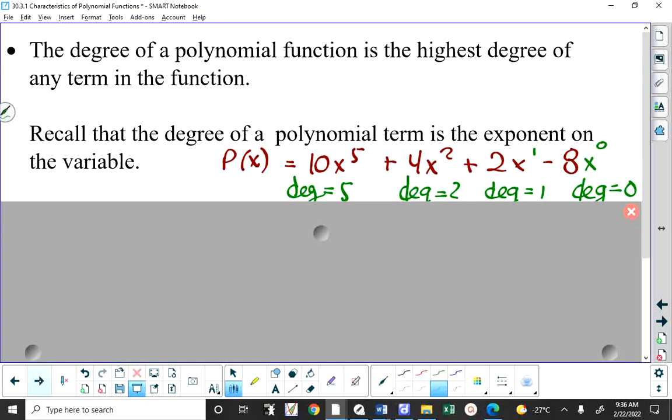So if you look at the top line, the degree of the polynomial function is the highest degree of any term. That means this polynomial function is a degree 5 polynomial function. Okay? It's the highest degree.